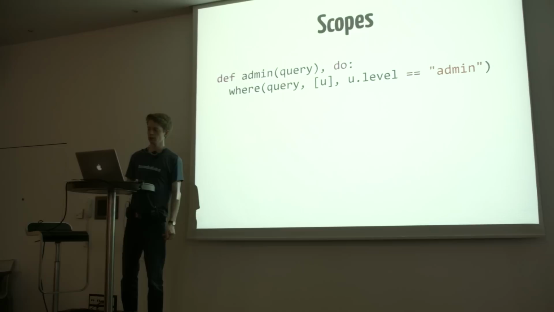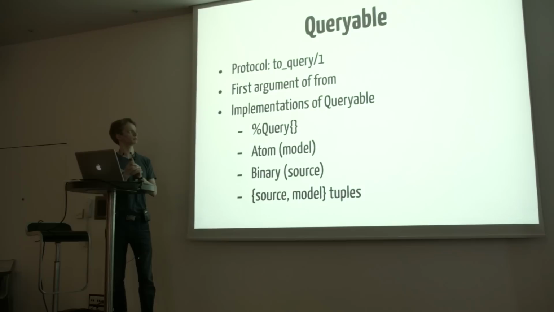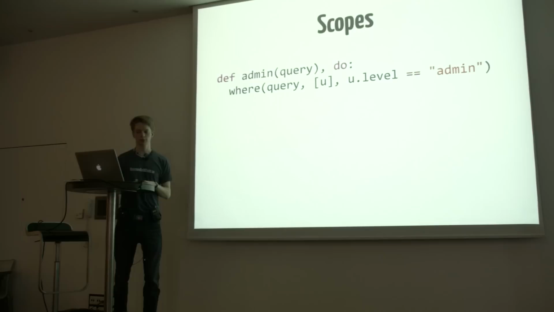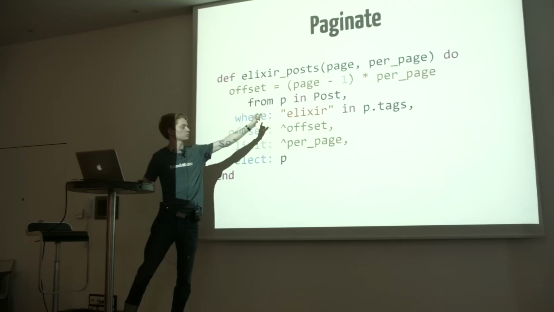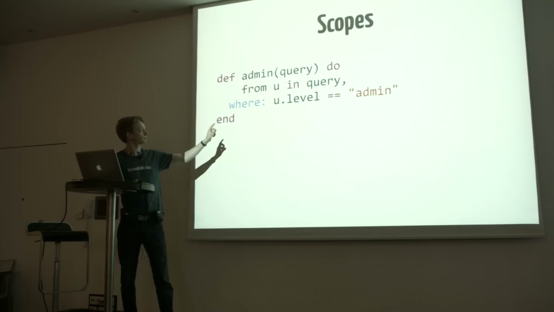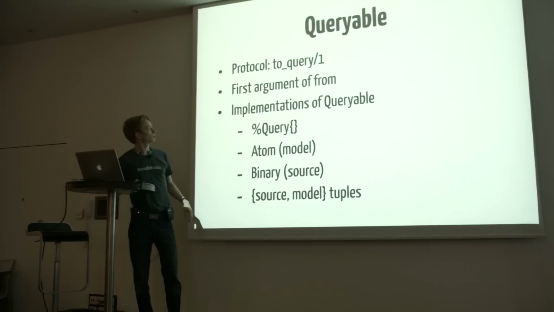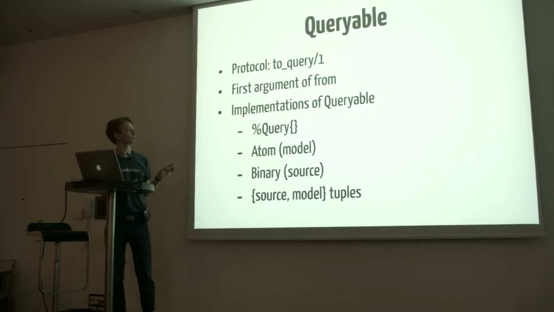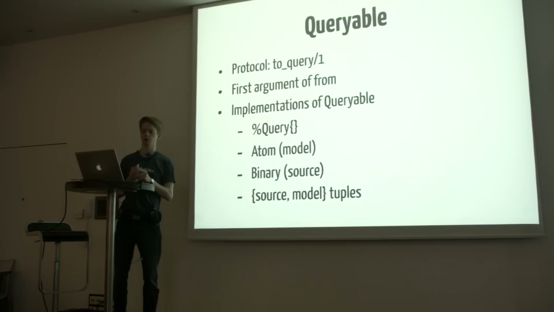And I mentioned earlier that the first argument of from accepts a queryable. So we have seen that the from argument can be a post, which is a model. It can also be a query, which we see here. And both those terms implement the queryable protocol. It's a very simple protocol. It just has a single function called toQuery, and it takes anything that implements it and it converts it to a query struct.